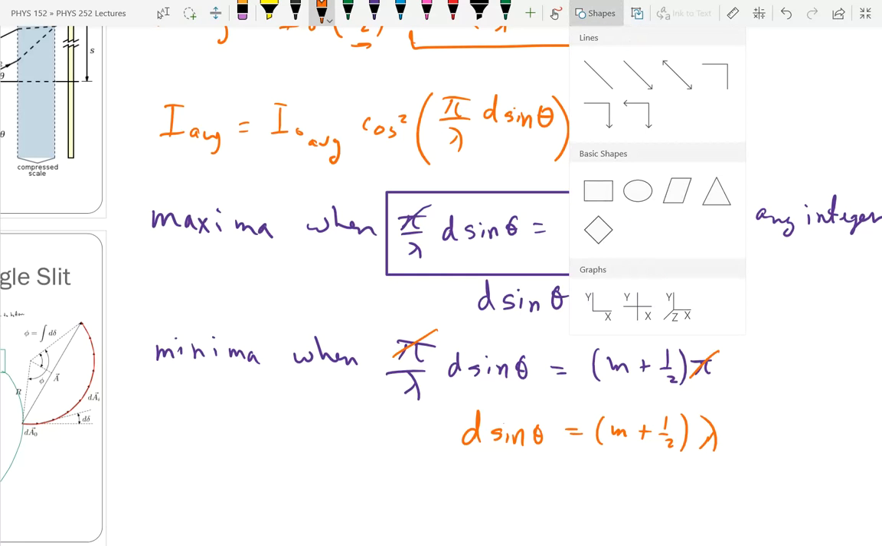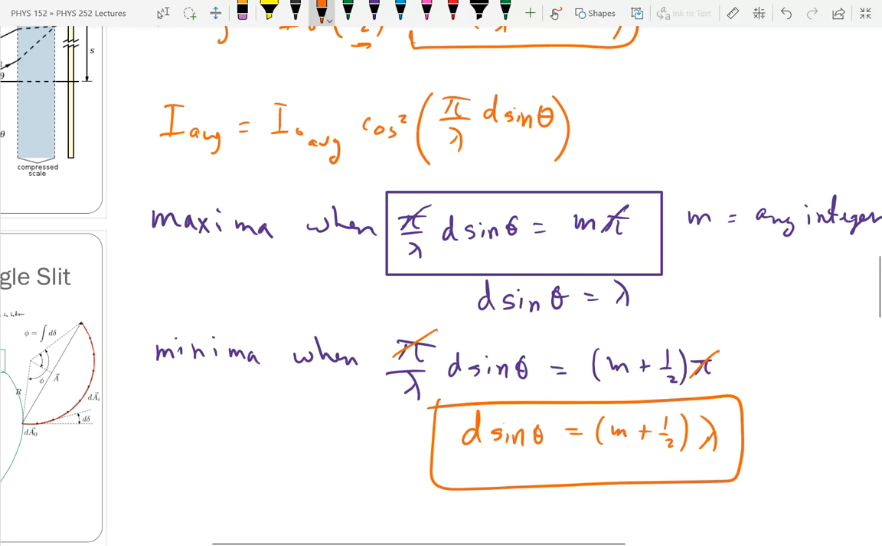I'll put a box around the second form here, maybe. And yeah, works for me. So we're able to find where the maxima and minima were for a double slit. Not very hard, right? Did it involve calculus? No, we didn't do any calculus. We didn't have to take a derivative because we know the cosine function so well. If we didn't know the cosine function so well, we would have used calculus to find the maxima and minima. So that's for a double slit.